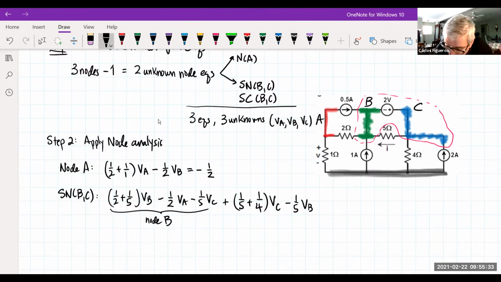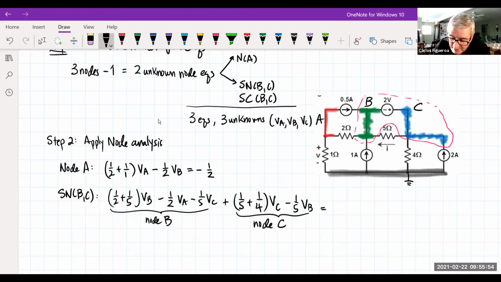So that means that 4 ohm resistor is multiplied by 0 volts, so I won't include it. So then this is my node C. So now I've got to look at the current sources. How many current sources are either flowing in or out of the supernode?